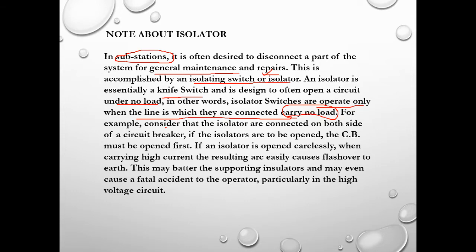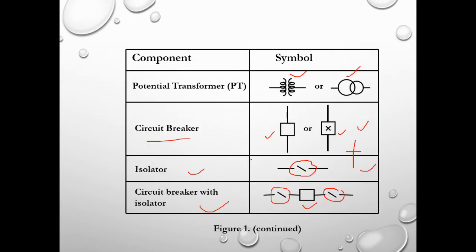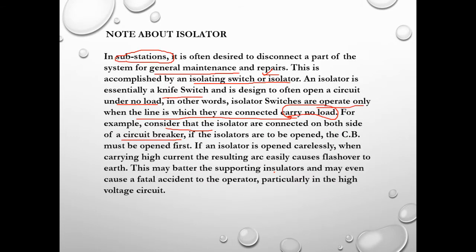So for example, consider that the oscillators are connected on both sides of a circuit breaker. So this is what we have seen in this particular symbol. If the oscillators are to be opened, this CB, the circuit breaker, must be opened first. So this is the procedure on how to operate the oscillator. You must make sure that the CB is open first, before we can disconnect or open the oscillator.